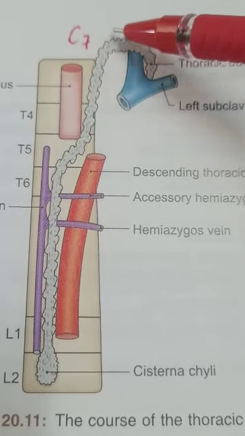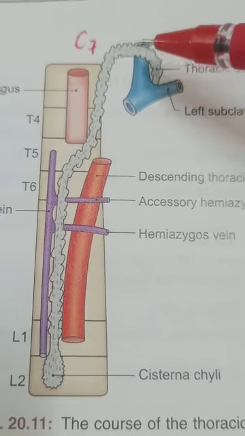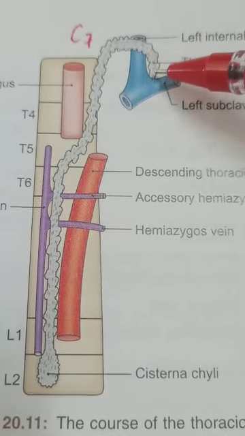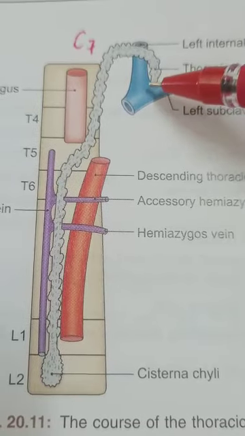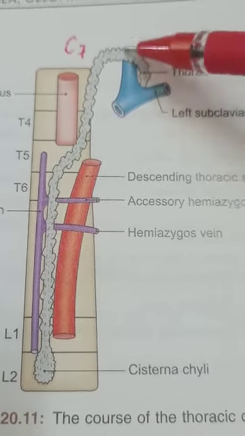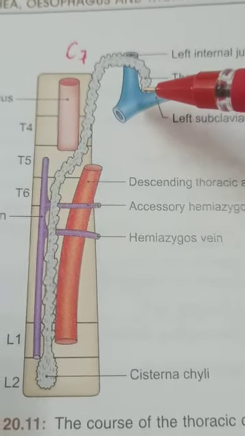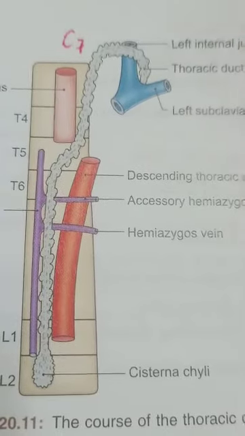It arches laterally and crosses the first part of the subclavian artery and ends by joining at an angle in the junction between the left internal jugular vein and the left subclavian vein. Okay, so that is the course of the thoracic duct.